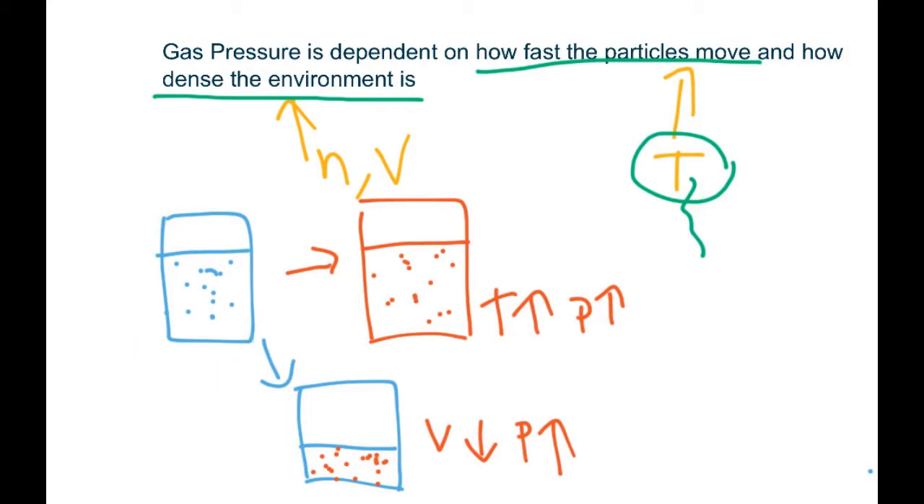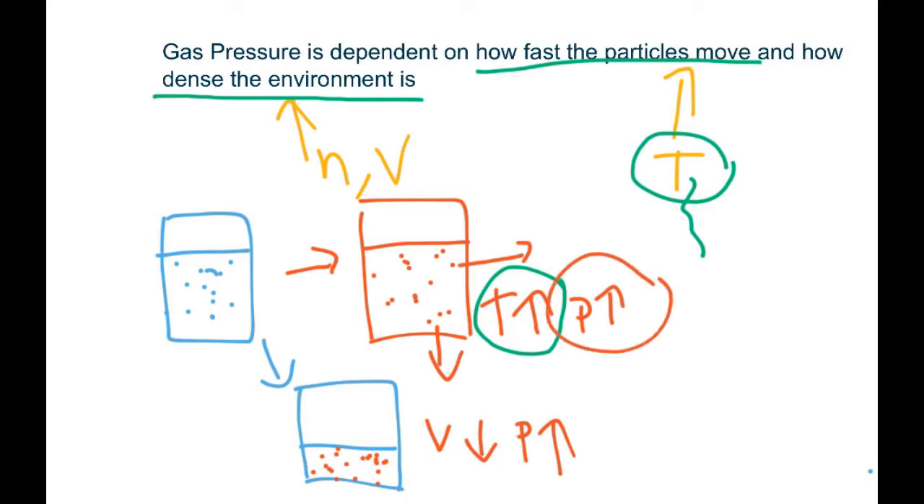In this picture, we have a sample, and in the red arrow, you see that the temperature is increased. And when the temperature is increased, particles will move faster. And when particles move faster, they exert more force on the container than usual. And because there's more force, then the pressure increases.